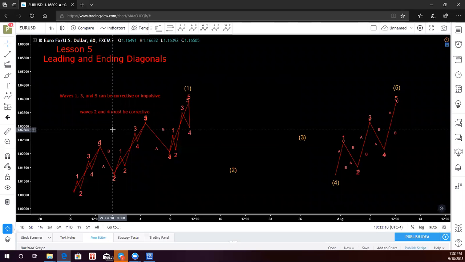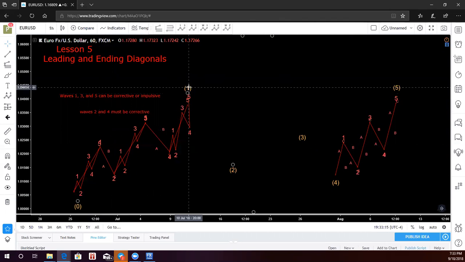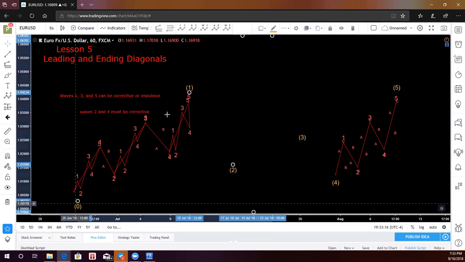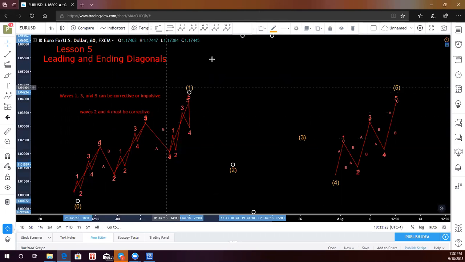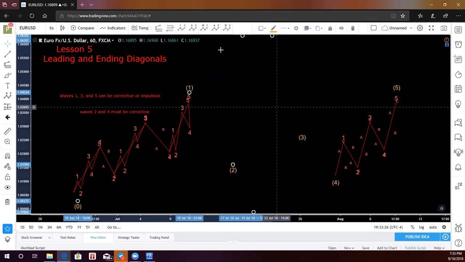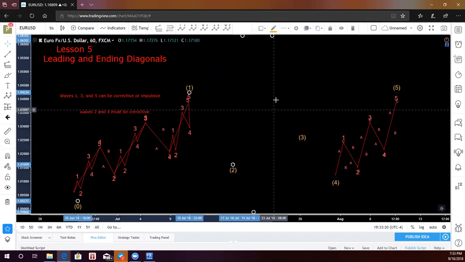So again, what does that mean? A leading diagonal will only occur in wave 1 of an impulse. So if you have a 1, 2, 3, 4, 5, a leading diagonal will only occur in wave 1 or wave A of a correction. So following an impulse ABC, in wave A of the correction.